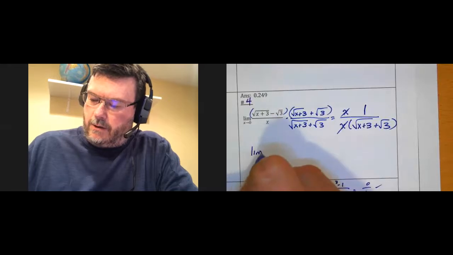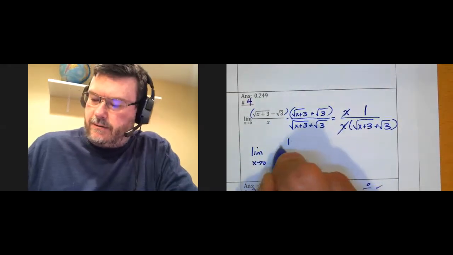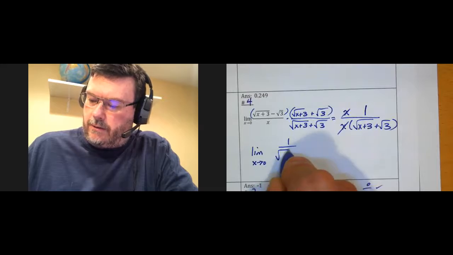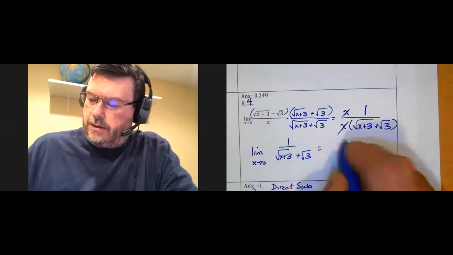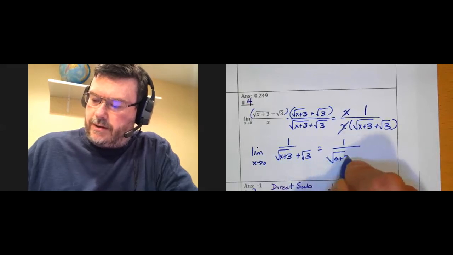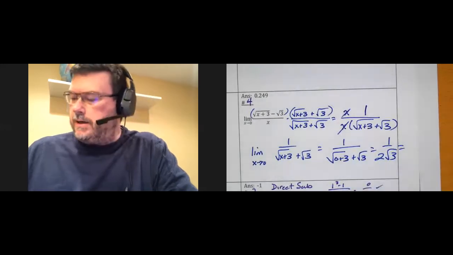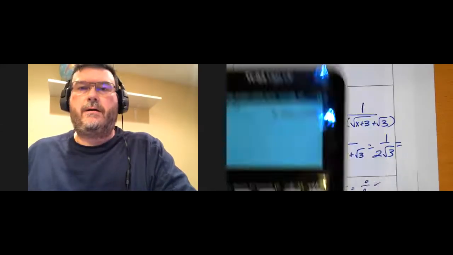So now what we're looking at is the limit as x approaches 0 of 1 over the square root of x plus 3 plus the square root of 3. And now plug in 0, I get 1 over the square root of 0 plus 3 plus square root of 3, which is 1 over 2 square root of 3. And we get to put that into our calculator.